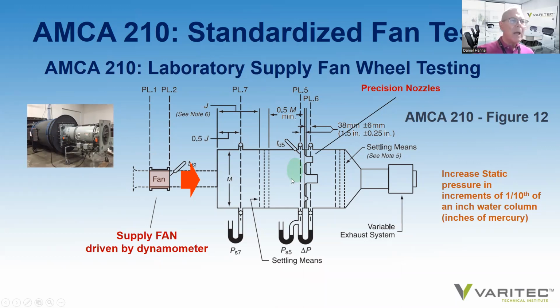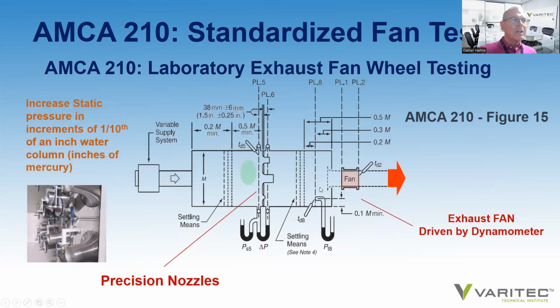To generate how the supply fan performs at various static pressures, there's a wall of nozzles, calibrated Venturi nozzles, that are sealed off one at a time to create static pressure drops in 0.1 inch pressure differentials. So as nozzles are closed and static pressure is incrementally increased, airflow ratings are taken at each static pressure and then plotted. The exhaust configuration is just the opposite.